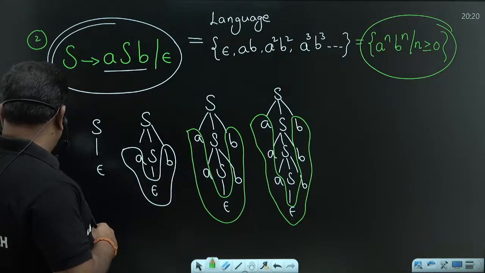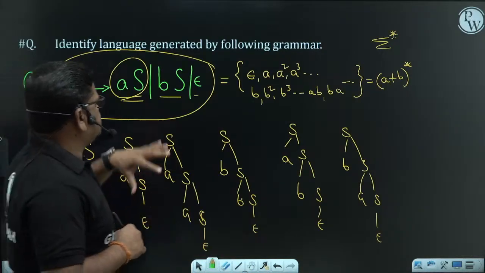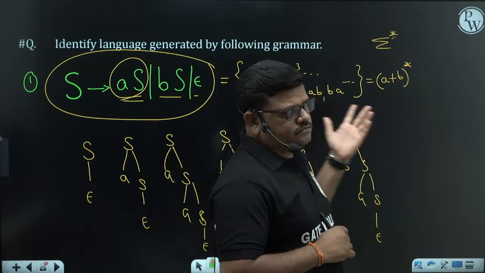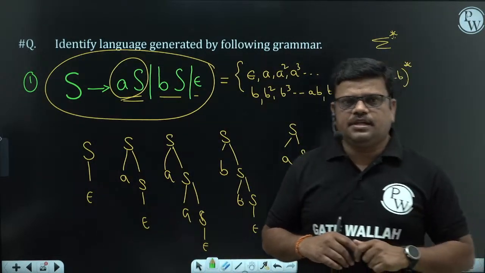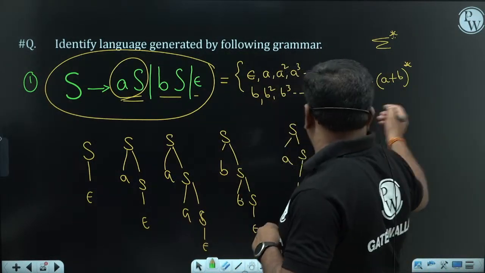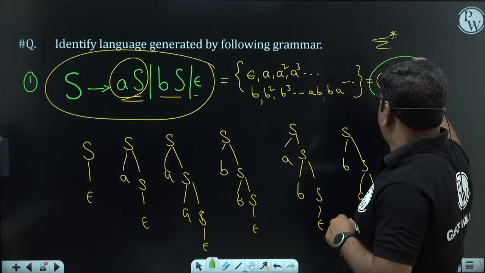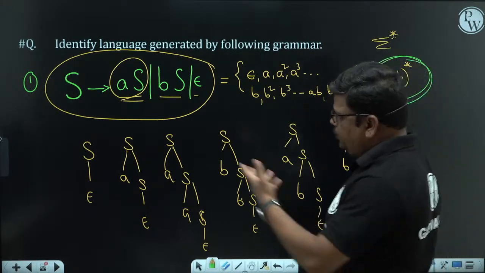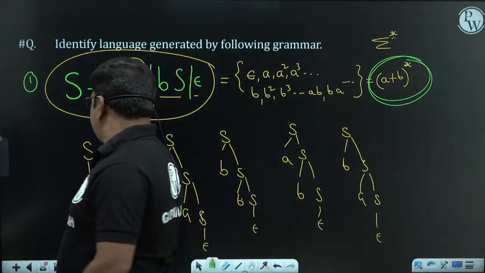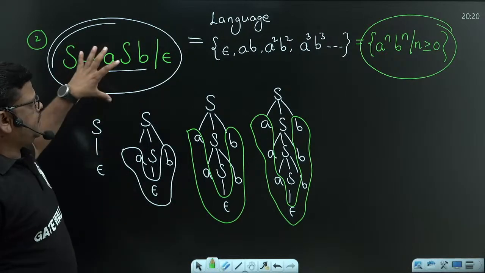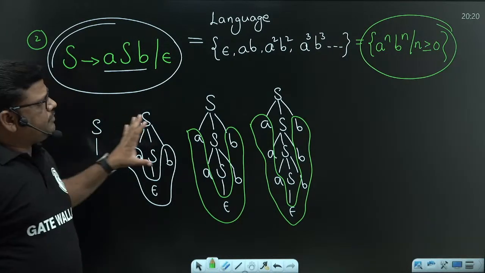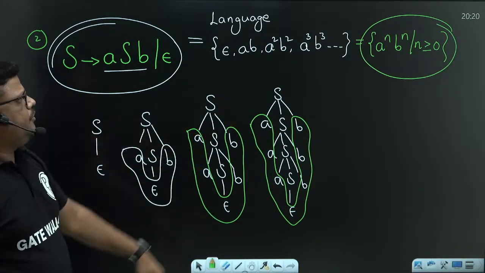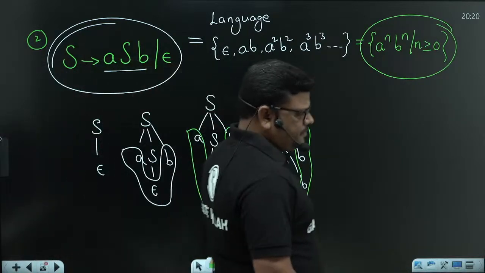So now we have seen 2 examples. If a grammar is given, identification of the language from the grammar. Here we concluded the language by using derivation trees. Here also, for this grammar, we constructed some of the derivation trees and then we identified the language equal to this.